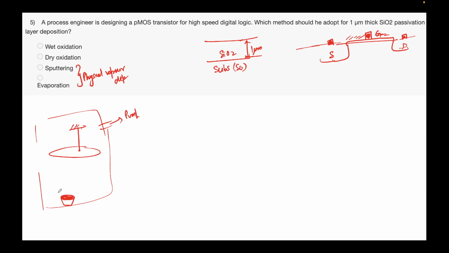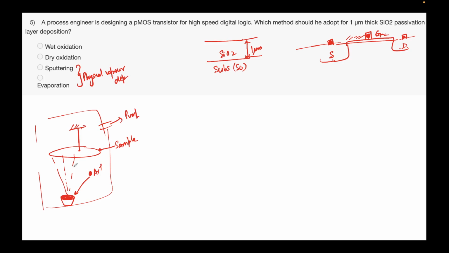In evaporation, you somehow evaporate this material, and it travels in line of sight and deposits on this substrate, on this sample. This is evaporation. Sputtering is where you have argon gas here, argon ions. Argon ions will bombard this, and the SiO2 material that we have will be physically chipped away, and it will get deposited over here, right?